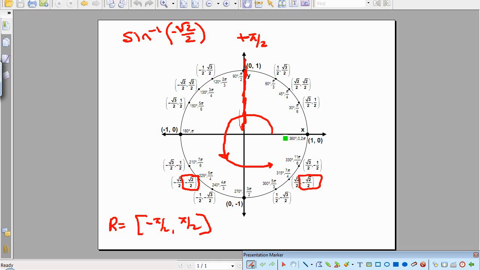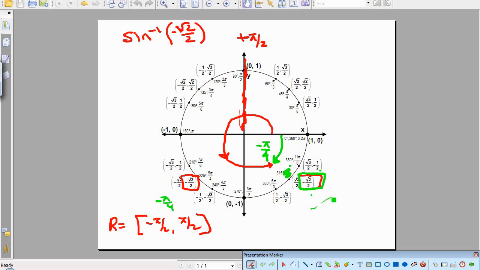So if I'm not allowed to go this way, I will have to go clockwise, and it seems that if I go clockwise, the first answer I get will be this negative radical 2 over 2. But this angle here is not 7 pi over 4. Remember, that's only if you go counterclockwise. If you go clockwise, this angle would be negative pi over 4, which is fine because negative pi over 4 does fall in between negative pi over 2 and pi over 2. And it's that same restriction that we had before.